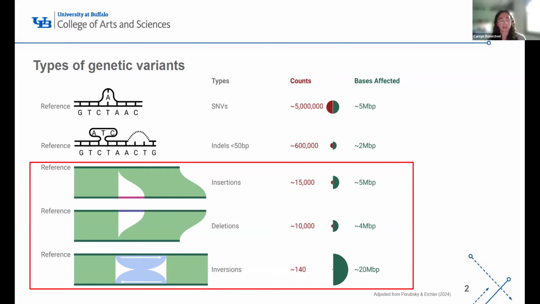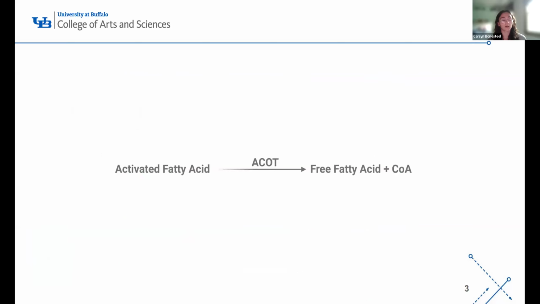So recently, with advanced sequencing technologies, we're able to analyze structural variants such as insertions, deletions, inversions, and duplications. And while these are much fewer in count, they make up 5 times more bases affected when analyzing differences between two humans. So the gene family that I am studying produces enzymes that catalyze a reaction in fat metabolism.